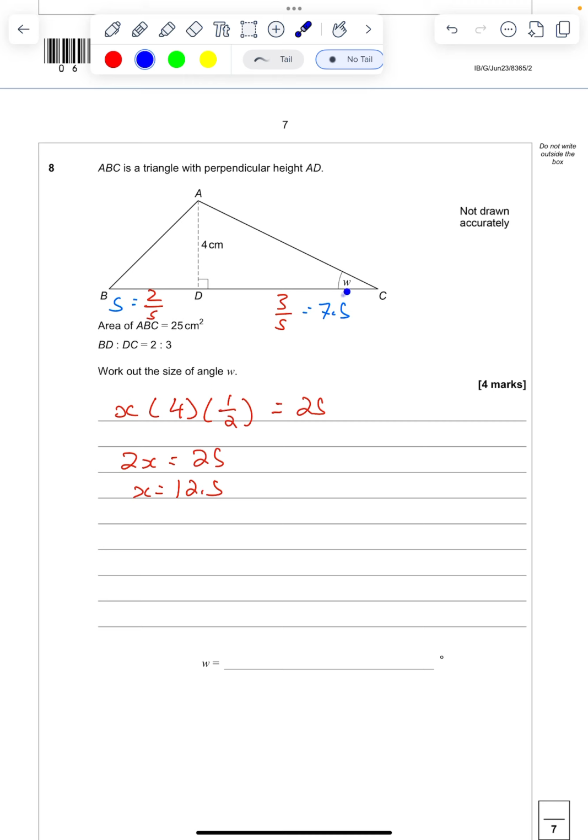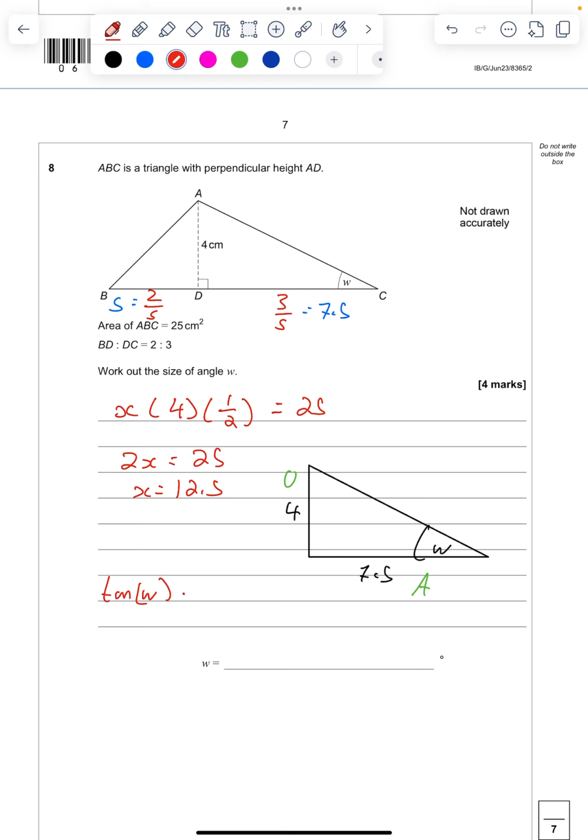Now I want to go and work out W. This should be fine now. So I've got a right angle triangle here. And if I want to make it really clear to you guys, let's just sketch it over here. So I've got this triangle where I know that this is angle W, this is 4, and this side here is 7.5. SOHCAHTOA, okay? And it's going to be tan, isn't it? Because you've got the opposite side with the adjacent. So you can say that tan of W is going to be equal to the opposite side, which is 4 over 7.5. So W is going to be tan inverse 4 over 7.5.